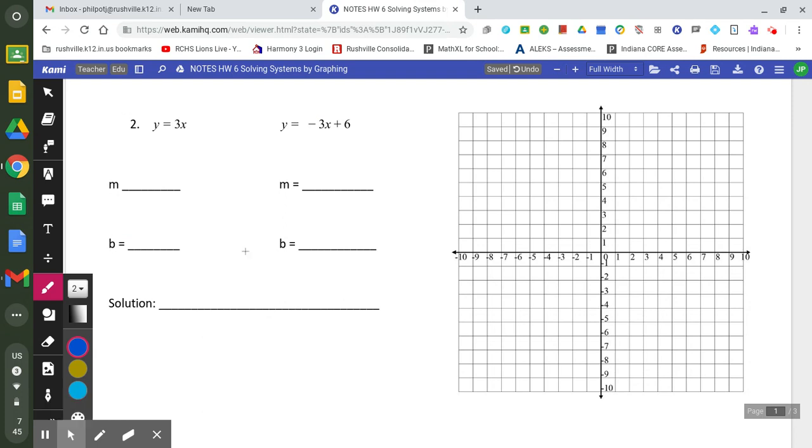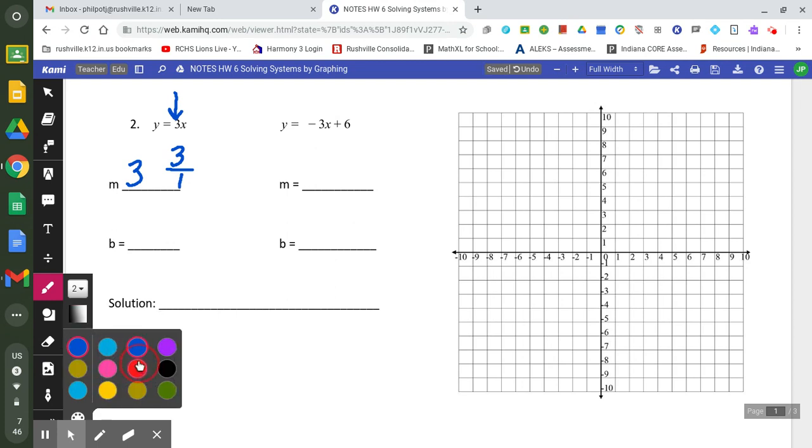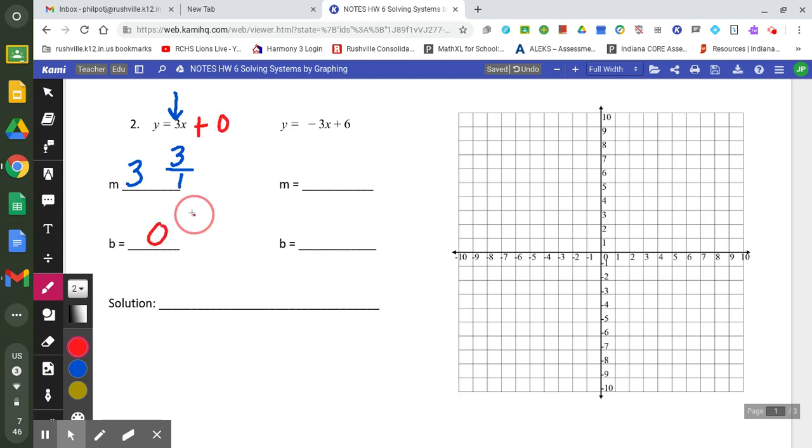Okay, so number 2, my slope is the number right in front of the x, so that's a 3. And because I'm going to graph, I want it to be 3/1. And my y-intercept is actually 0 because I could put a +0 out here. So I start graphing at the 0. And the slope tells me to go up 3 to the right 1. So I'm going to go up 1, 2, 3 to the right 1. Up 3, 1, 2, 3 to the right 1.